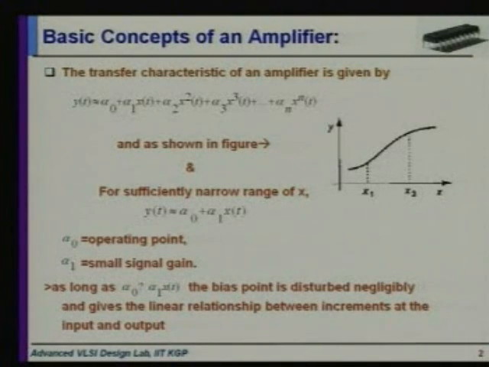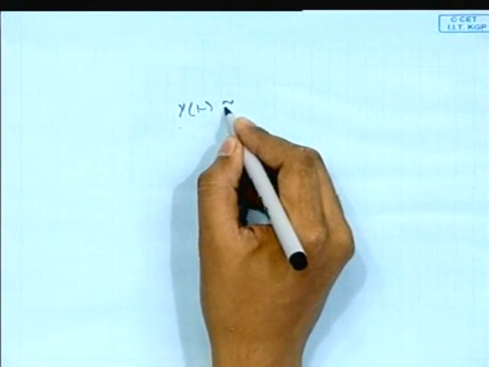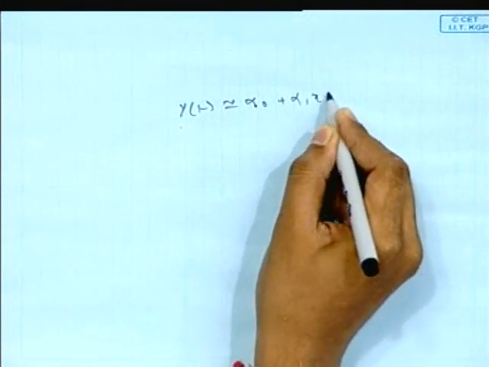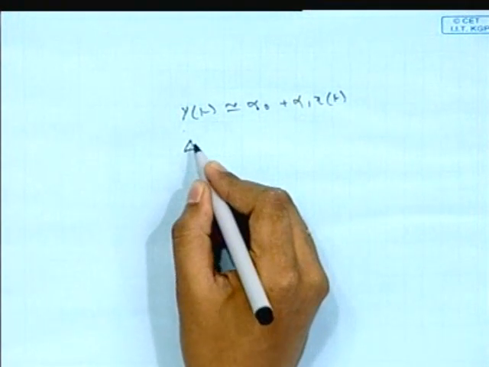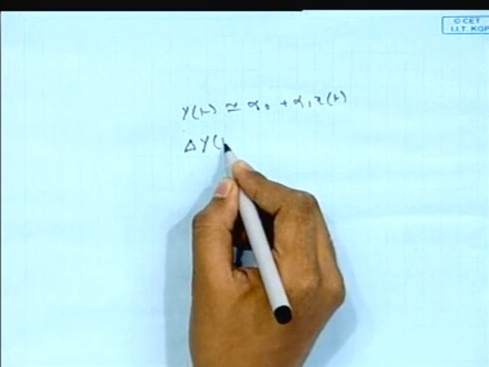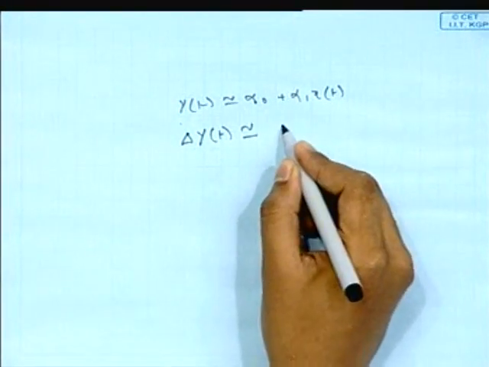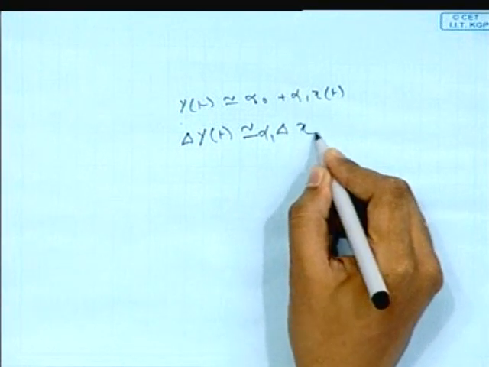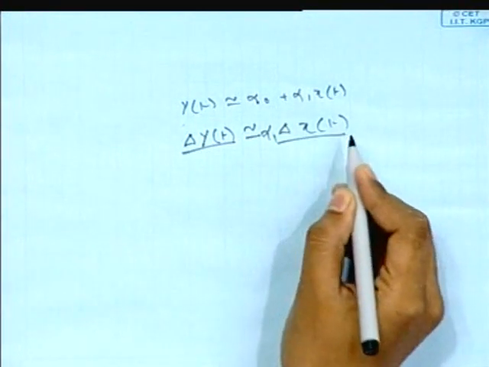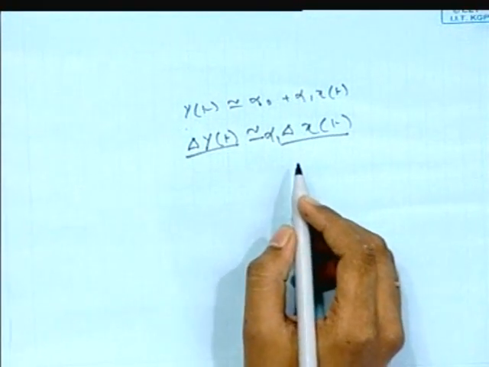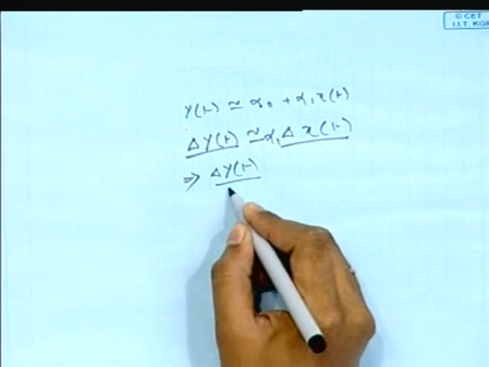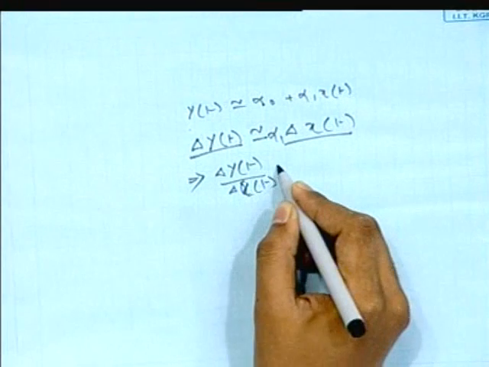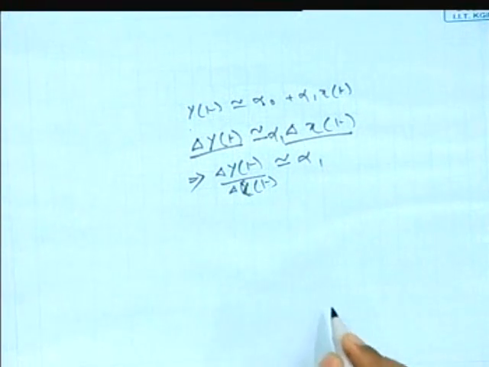Now why am I saying that this is a small signal gain? See that y(t) is given by approximately alpha naught plus alpha 1 x(t). Now if we take the differential on both sides, we get the capital delta y(t) equal to alpha 1 into delta x(t). This is nothing but the increments or decrements at the input and output side respectively, and from that we can readily show that delta y by delta x will be nothing but this alpha 1. So we are saying that alpha 1 is the small signal gain.